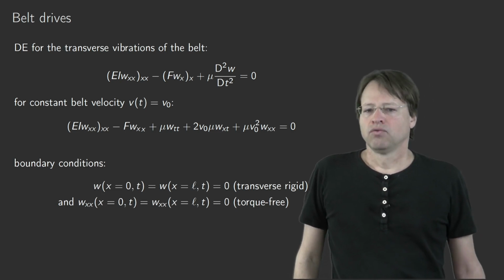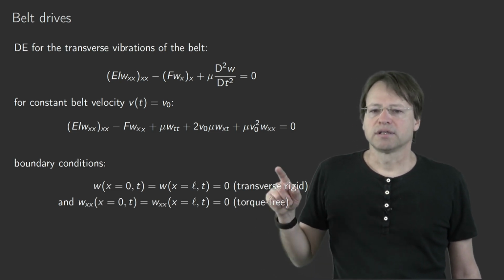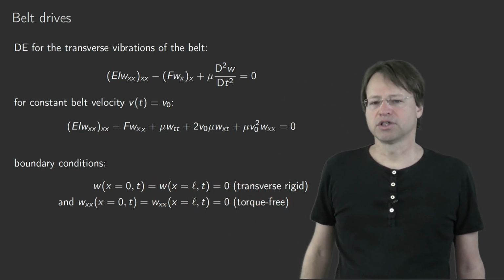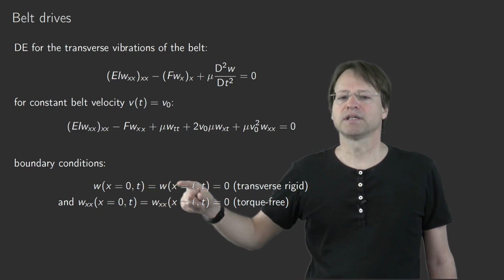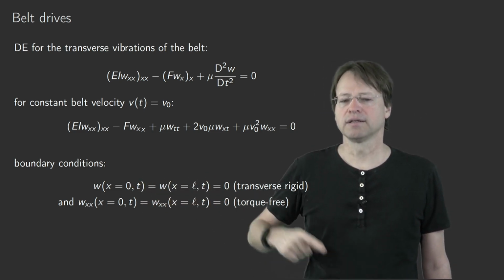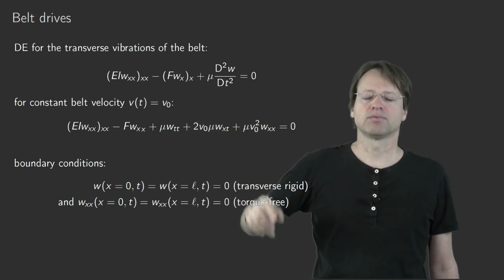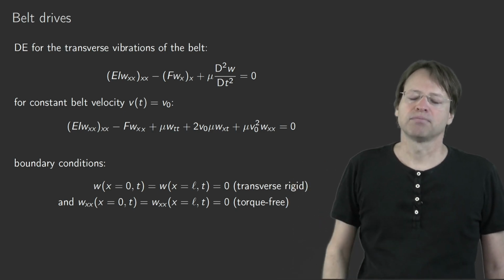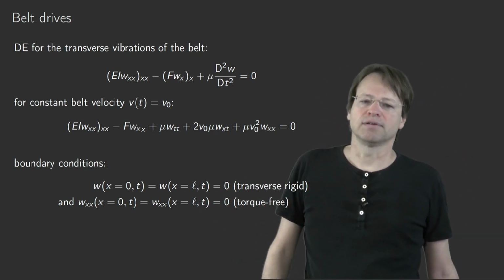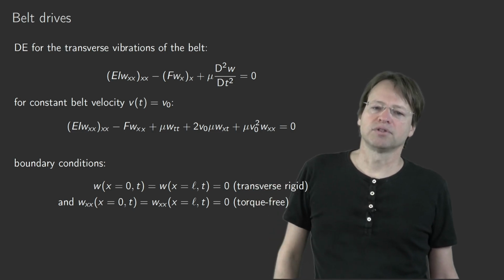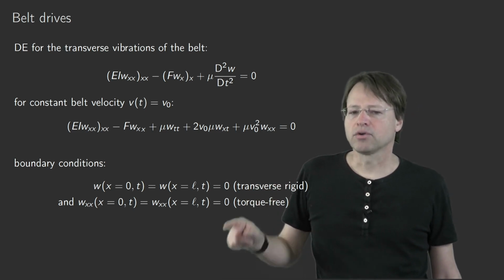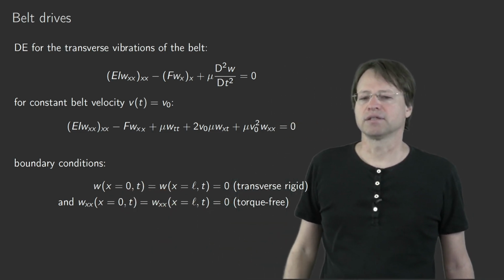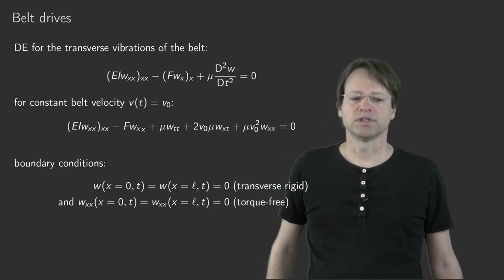For the moment, what we will assume is that the belt at the wheels is transversely rigid. So no displacement at x equals 0 and x equals L: at the starting point at one wheel, where the belt leaves the wheel, and at the reattachment point at the other wheel at x equals L, the transverse displacements should be 0. And then that connection should be torque-free, so the second order derivative with respect to x at the same place should be also 0.